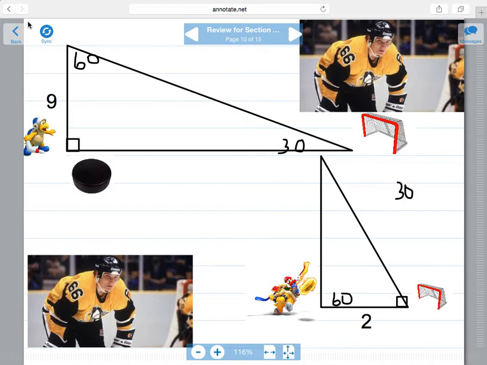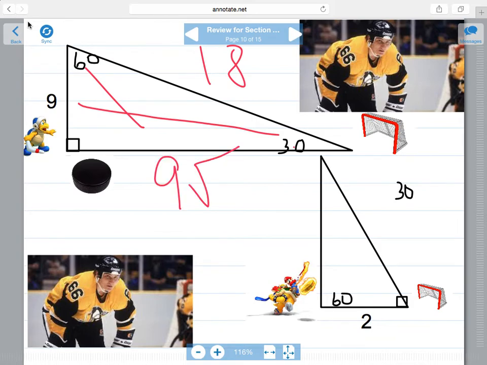Alright, and how about this hockey one? We've got the turtle versus Bowser and Mario. And I hope you see my pictures are Mario Lemieux. Okay, so let's see, our short leg is 9, so that means our hypotenuse is 18. The long leg must be 9 square roots of 3.